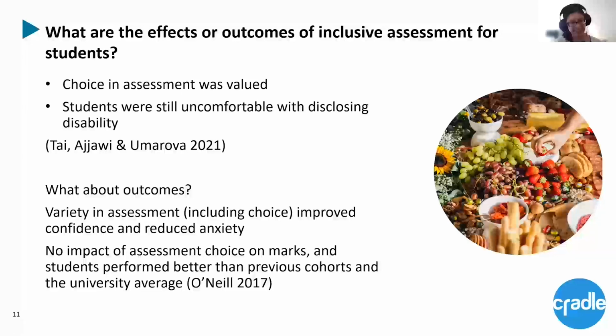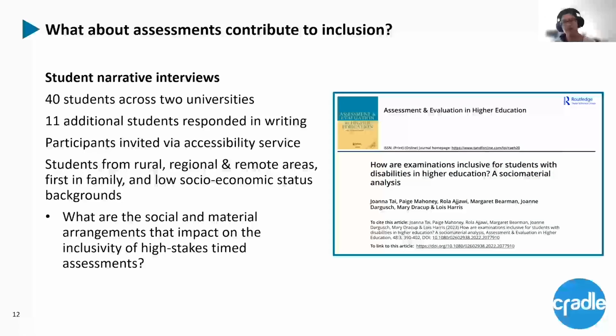And secondly, only one study, conducted by Geraldine O'Neill and colleagues, found that there was no impact of assessment choice on marks, and students performed better than previous cohorts who had taken the same unit, but also they performed better compared to the university average. So there is a little bit of evidence suggesting that choice in assessment and making things more inclusive is good for students. I found that that wasn't really enough, though, to go on.